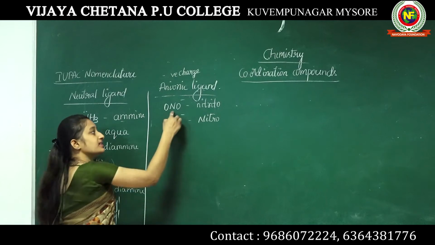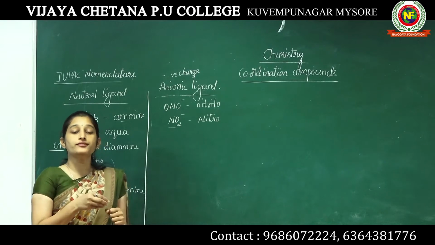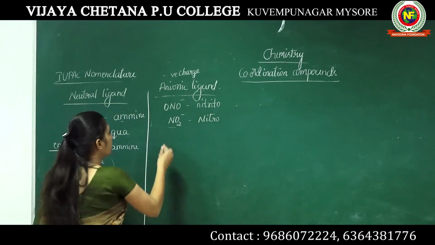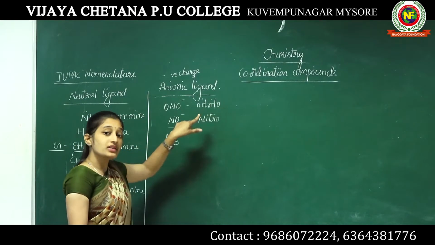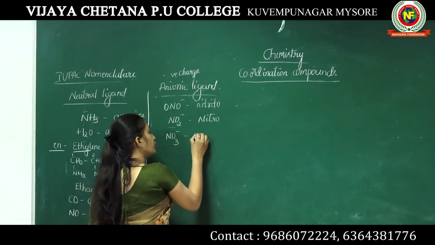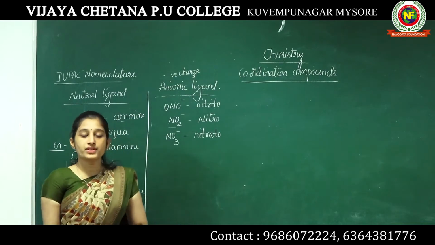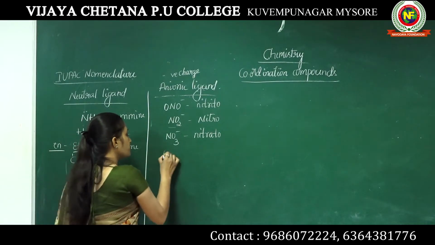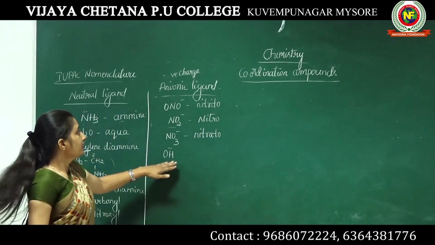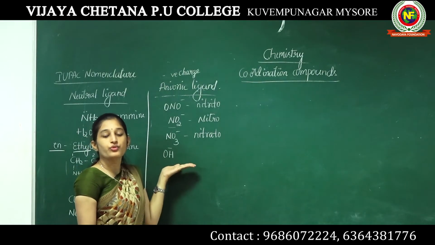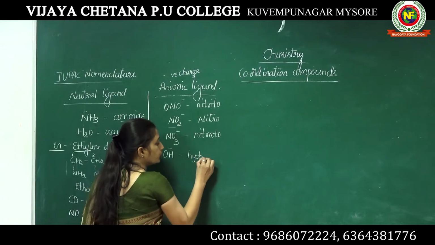And the next one, this is NO2 minus. What about NO3 minus? Suppose one more oxygen is added. NO3 minus. This is nitrito, this one is nitro, and this one is nitrato. Suppose OH minus, you know that. OH minus means hydroxyl ion. But if we use OH minus as a ligand, what is the name for that? Hydroxo.